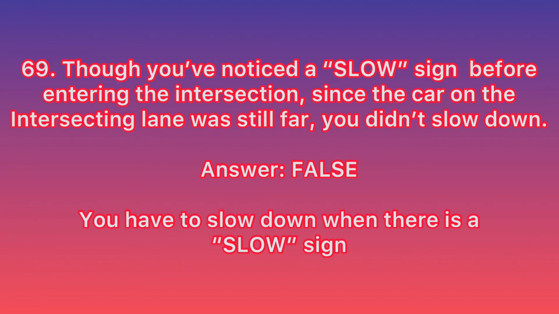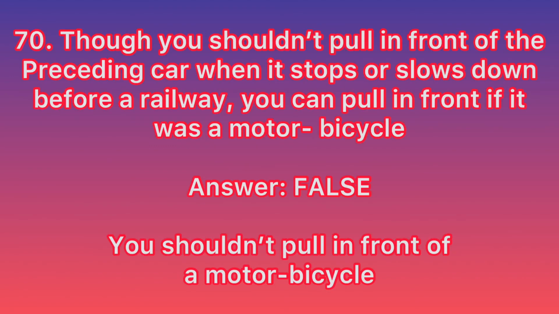69. Though you noticed a slow sign before entering the intersection, since the car on the intersecting lane was still far, you didn't slow down. Answer: false. You have to slow down when there is a slow sign. 70. Though you shouldn't pull in front of the preceding car when it stops or slows down before a railway, you can pull in front if it is a motor bicycle. Answer: false. You shouldn't pull in front of a motor bicycle.